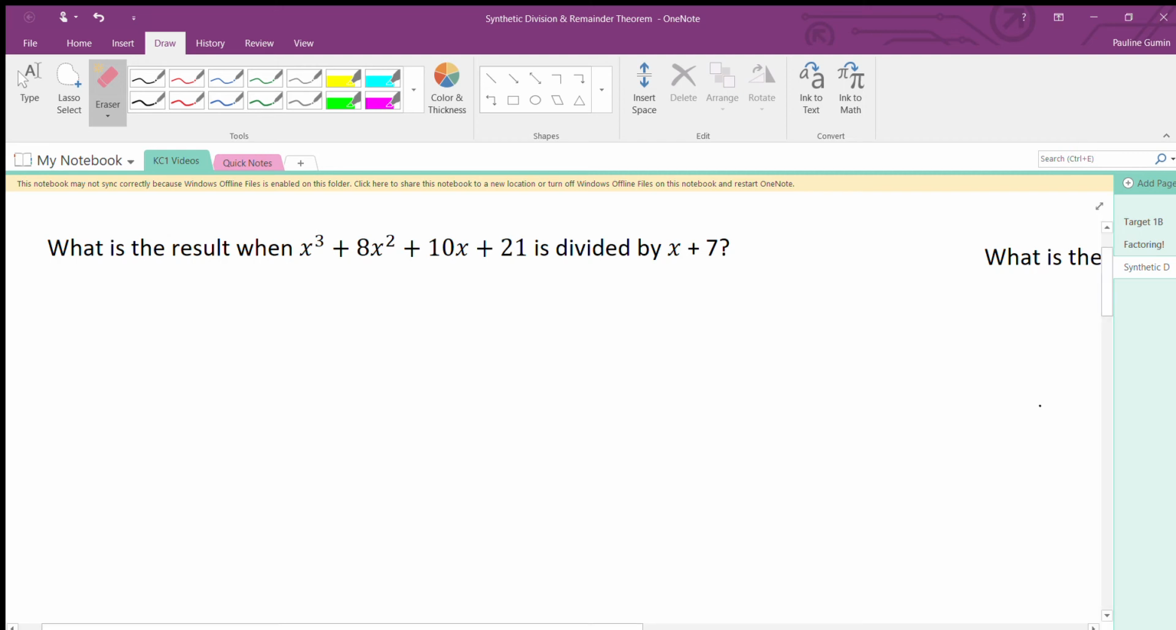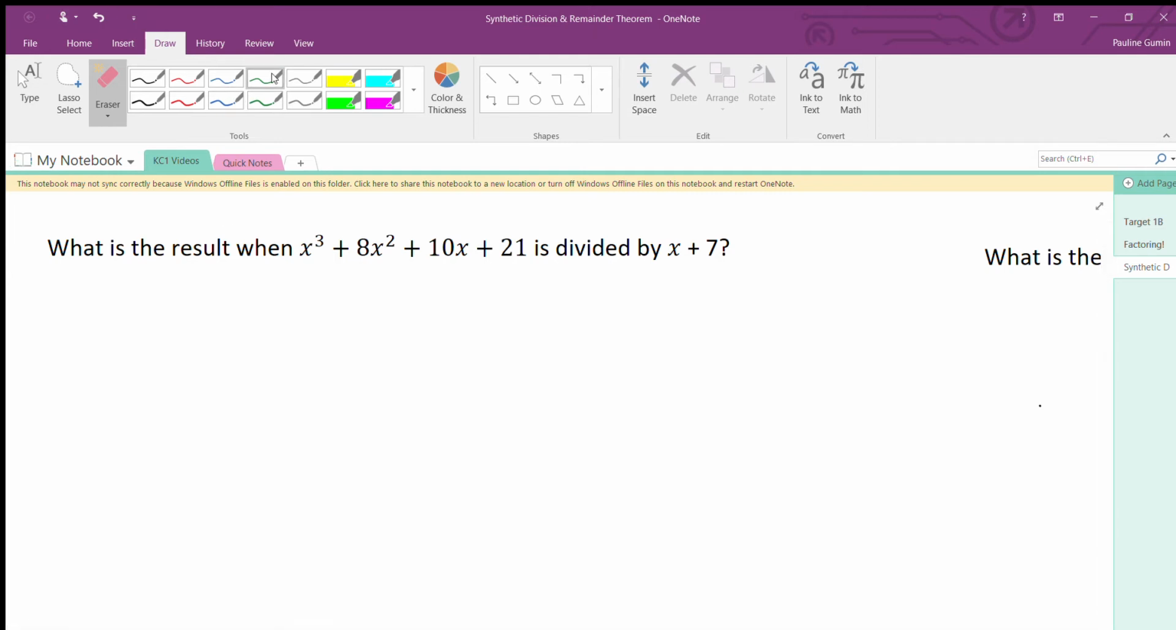Everyone, let's talk about some synthetic division and the remainder theorem. Okay, so we use synthetic division to divide polynomials by binomials. We can only use it in some specific situations, and we are going to look at those. It is possible to do long division with these polynomials, but that is not for today.